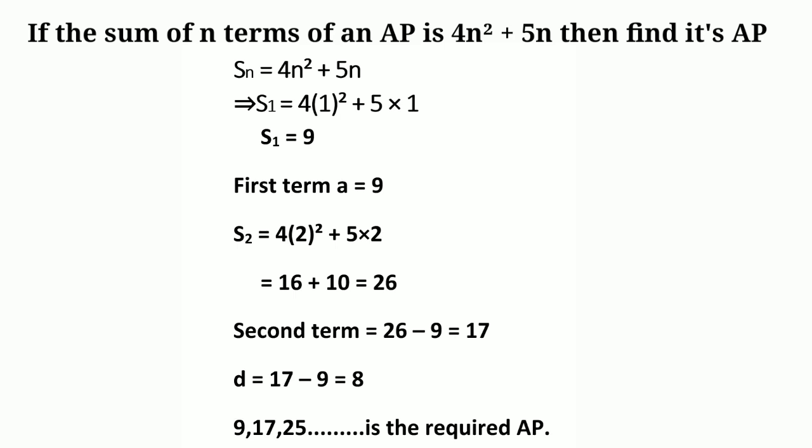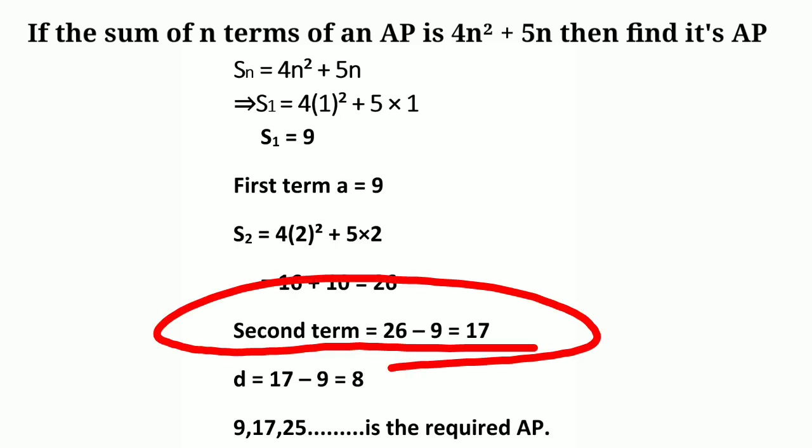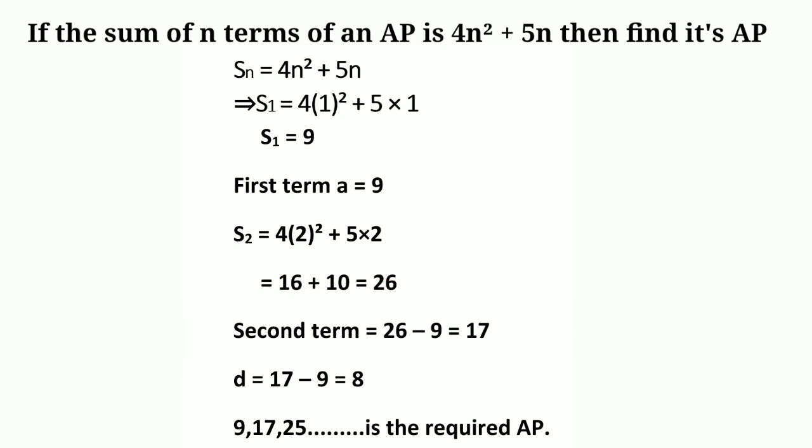So what is the second term? Second term is equal to 26 minus 9, which is 17. So what is the common difference? D equal to 17 minus 9 is equal to 8. 17 minus 9 is equal to 8 is the common difference of the given AP. So we get the required AP. What is the AP? 9, 17, 25, etc. is the required AP. Okay.